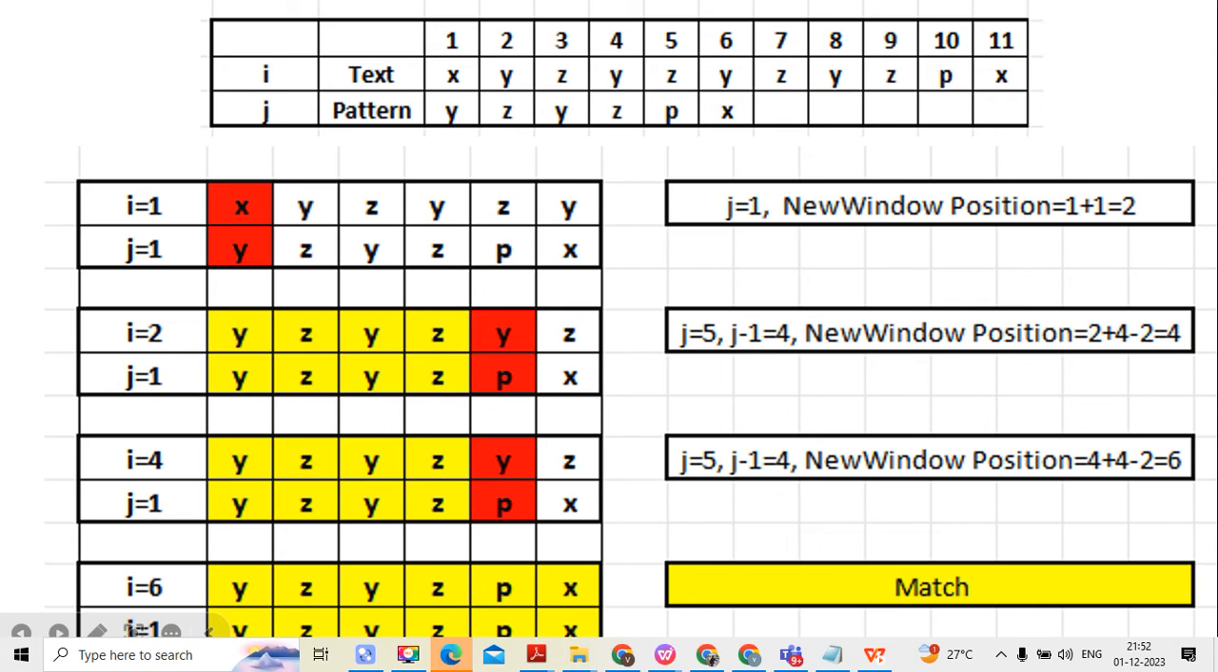Now our I is 4, and here again we are checking from I equal to 4, that is YZ YZ YZ. Then here again mismatch occurs at the fifth location, so we are getting 4 plus 4 minus 2, same previous values are there. So 4 plus 4 minus 2 equal to 6. Now we are moving to 6, 1, 2, 3, 4, 5, 6, and we can see that the pattern gets matched. So in this way the KMP algorithm works.